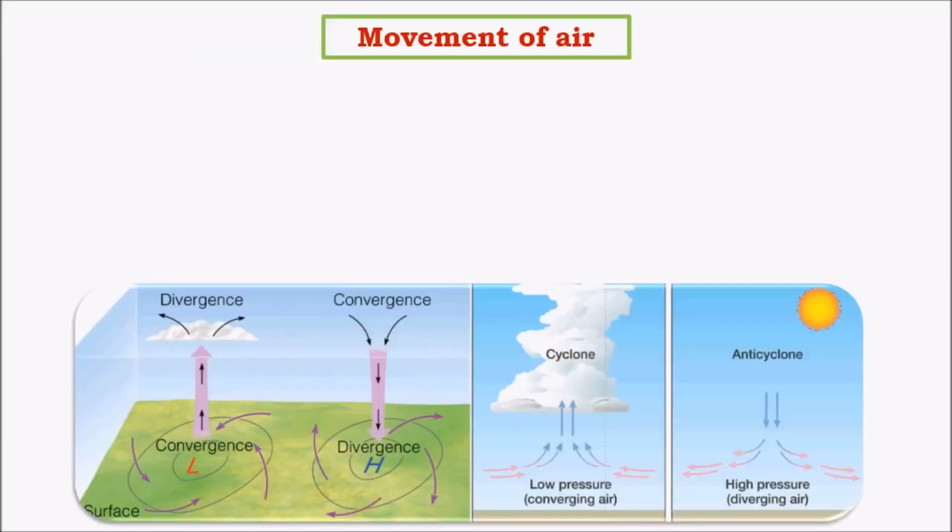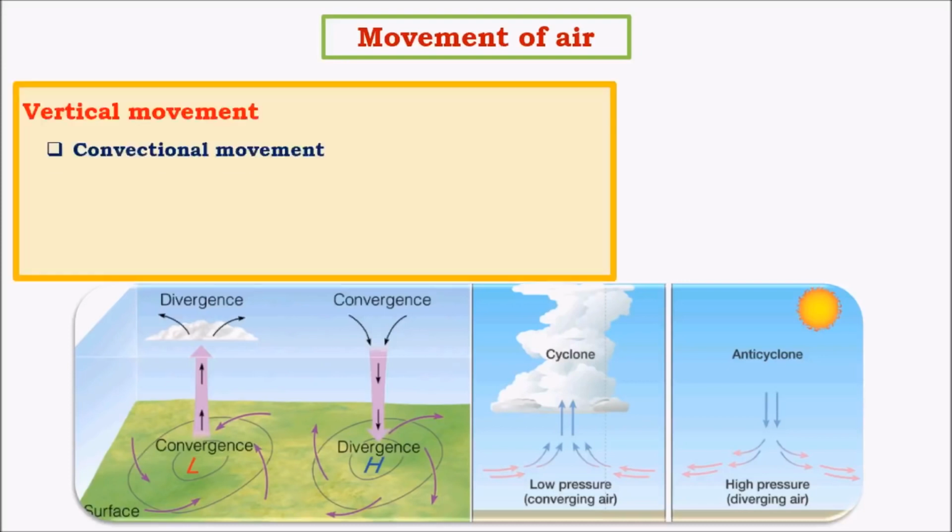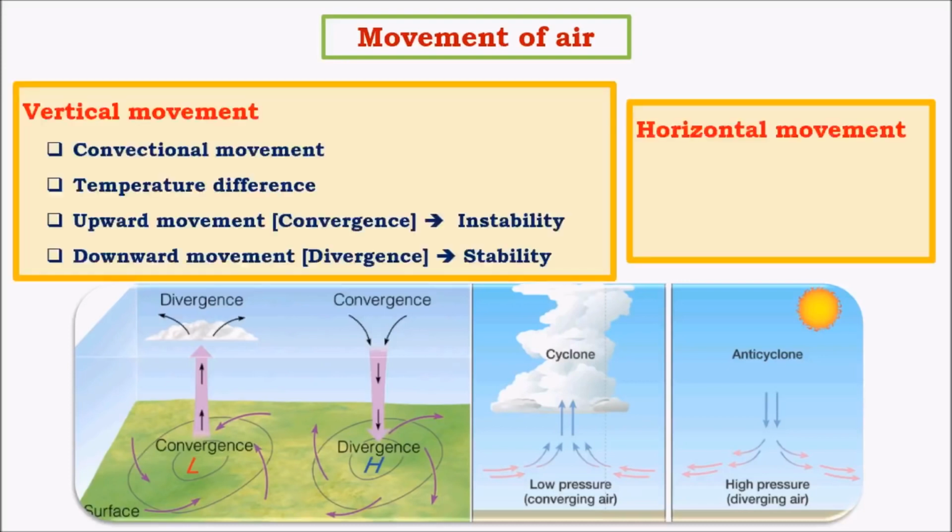First, let us look at basic concepts. Let us study the movement of air. There are 2 kinds of movements. One is vertical movement, the other one is horizontal movement. Vertical movement is also called convectional movement. I've explained before what convection is. And the horizontal movement is called advectional movement.